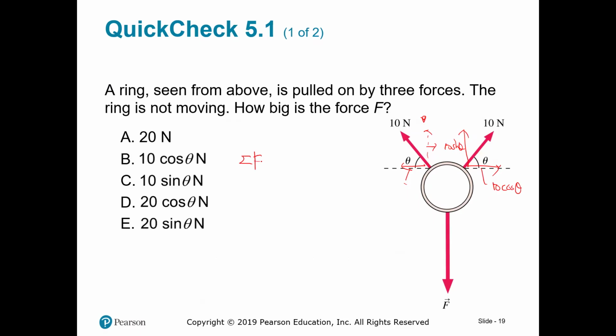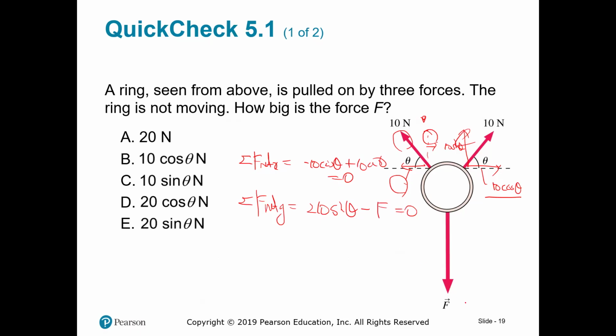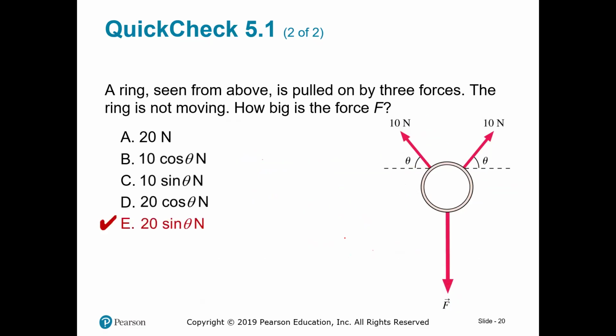So your F net x, for example, you have minus 10 cosine theta plus 10 cosine theta. Of course, this must be 0. And then your F net y, you have two, 10 sine theta, one of each of these, right? Minus F is 0. So this F is W. This is different from this F. So then now you see F is 2 cosine theta. Sorry, 2 times 10 cosine theta, so it's 20.